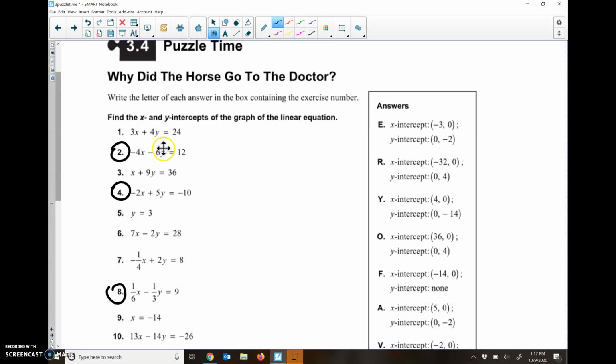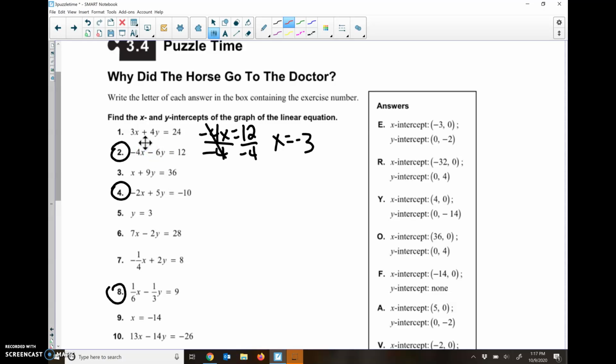Remember, to find the x-intercept, we're going to get rid of the y. So I get rid of the y there. I'm left with negative 4x equals 12. Divide both sides by negative 4. We figure out x equals negative 3. And remember, it's the opposite then.